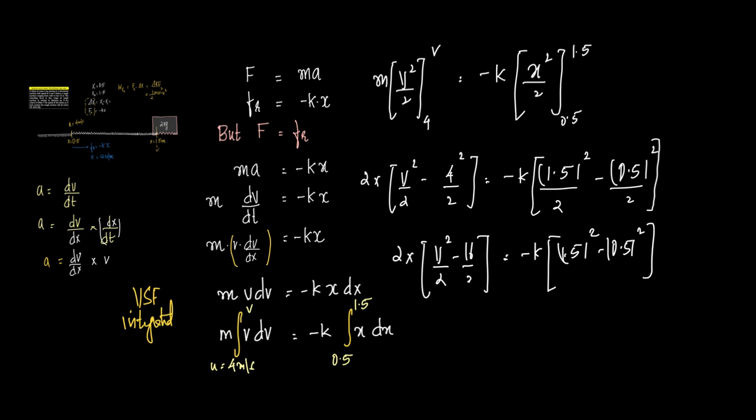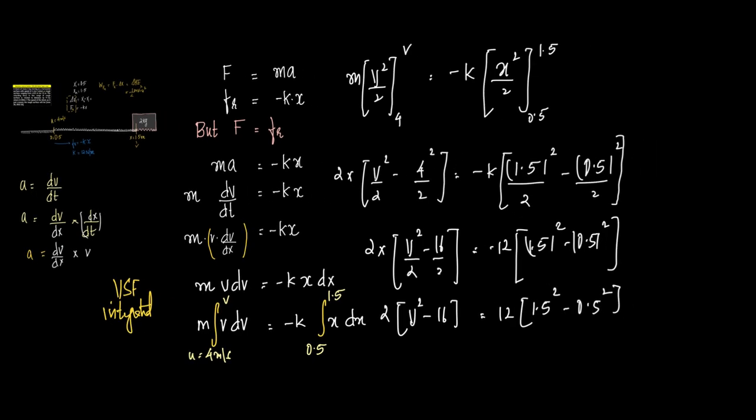I'll cancel out 2 from the whole fraction here, so do the whole equation here. So what do we get? What we get is 2 into, instead of k we can write here 12, right? So this becomes 2 into v square minus 16 is equal to 12 into 1.5 square minus 0.5 square, right?